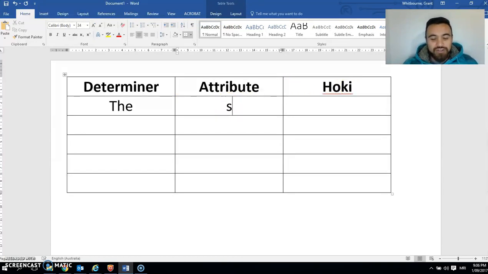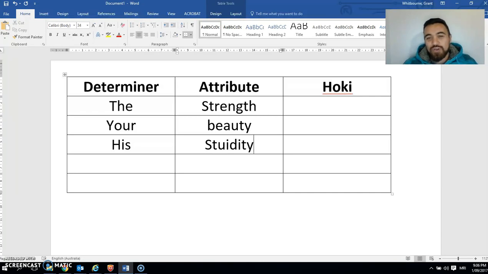The strength. And then the last word there, Hoki, would be a word to embellish that strength or to really emphasize strength. So we'd be looking at your beauty, his stupidity, when we want to really emphasize that. So they're the sorts of phrases that we're starting with from an English context, and then we can add hoki to the end of it to really embellish those words and give that emphasis that we're looking for.